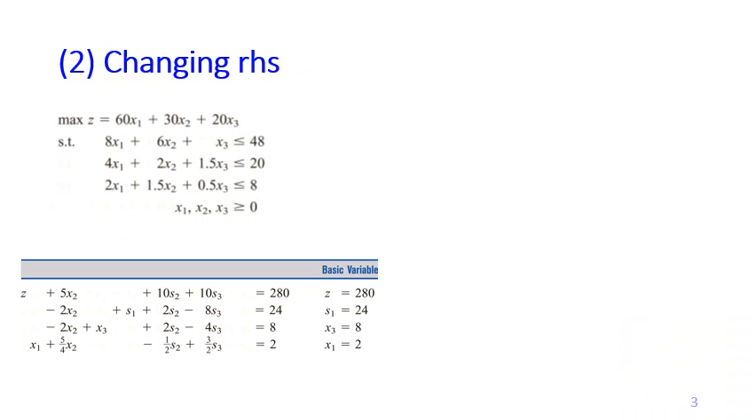If we use the Dakota problem as an example again, we are given the linear programming and then the optimal solution for the original problem. And then now we would like to change the second right-hand side from 20 to become 20 plus delta.